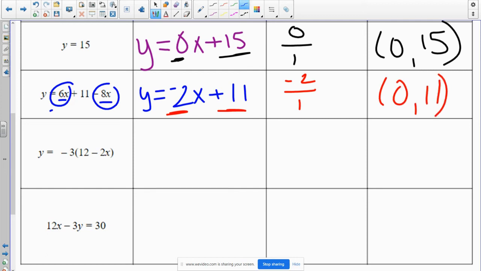Okay, this one you should recognize knowing this as a distributive. Remember, if there's a number in front of a parentheses, we're going to multiply. So we're going to make negative 3 times 12. We'll put y equals here. So negative 3 times 12 is negative 36. Negative 3 times negative 2x would make a positive 6x. So let's put it in correct order here.